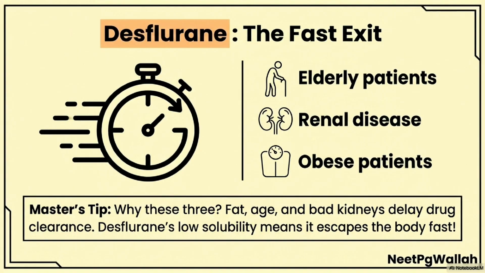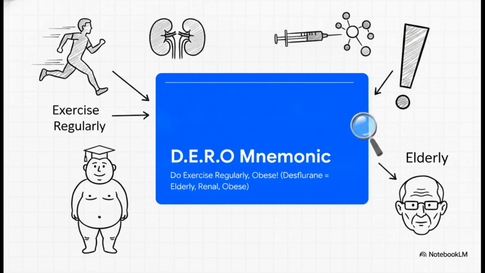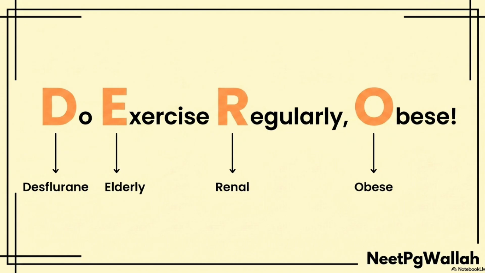So how do we remember exactly who needs that fast exit? You use the DERO mnemonic. I want you to really punch these words into your memory. Do exercise regularly. Obese. D is for desflurane, E is for elderly, R is for renal, and O is for obese. Whenever you're reading a vignette featuring an elderly patient, someone with renal disease, or an obese patient, your brain should immediately yell DERO and point you straight to desflurane.